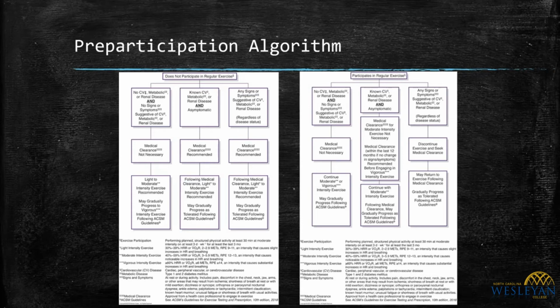With that being said, if any signs and symptoms of cardiovascular, metabolic, or renal diseases are found, regardless if any cardiovascular, metabolic, or renal diseases are known, medical clearance is still recommended. And following medical clearance, light to moderate intensity is recommended, and as well, you can gradually progress following the ACSM's guidelines.